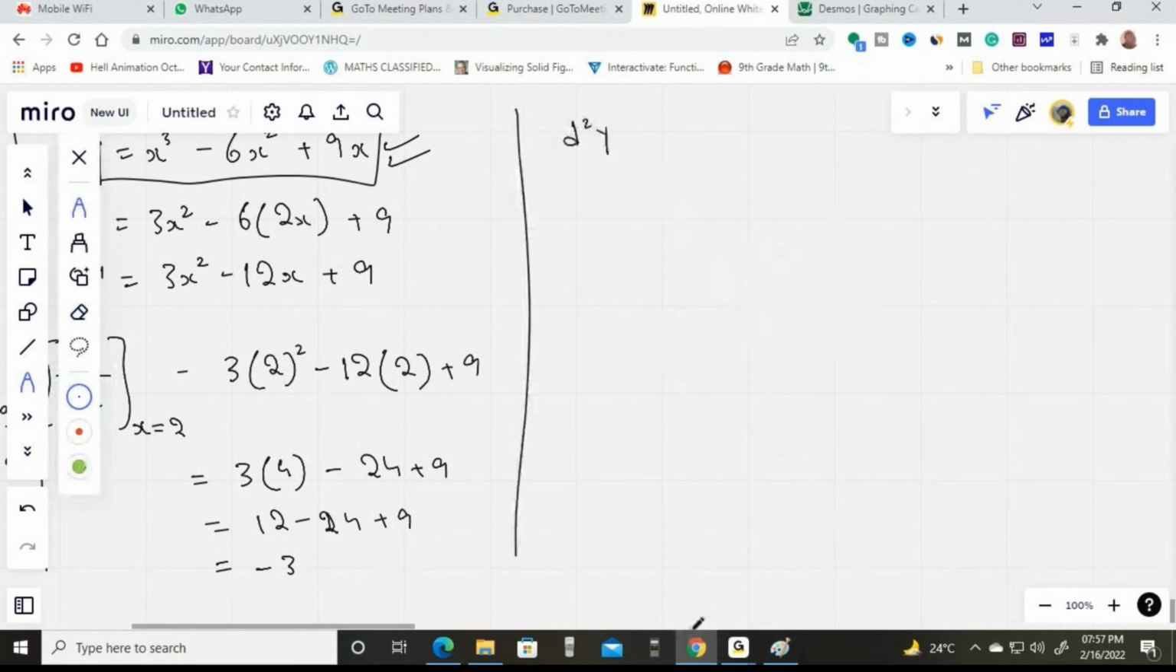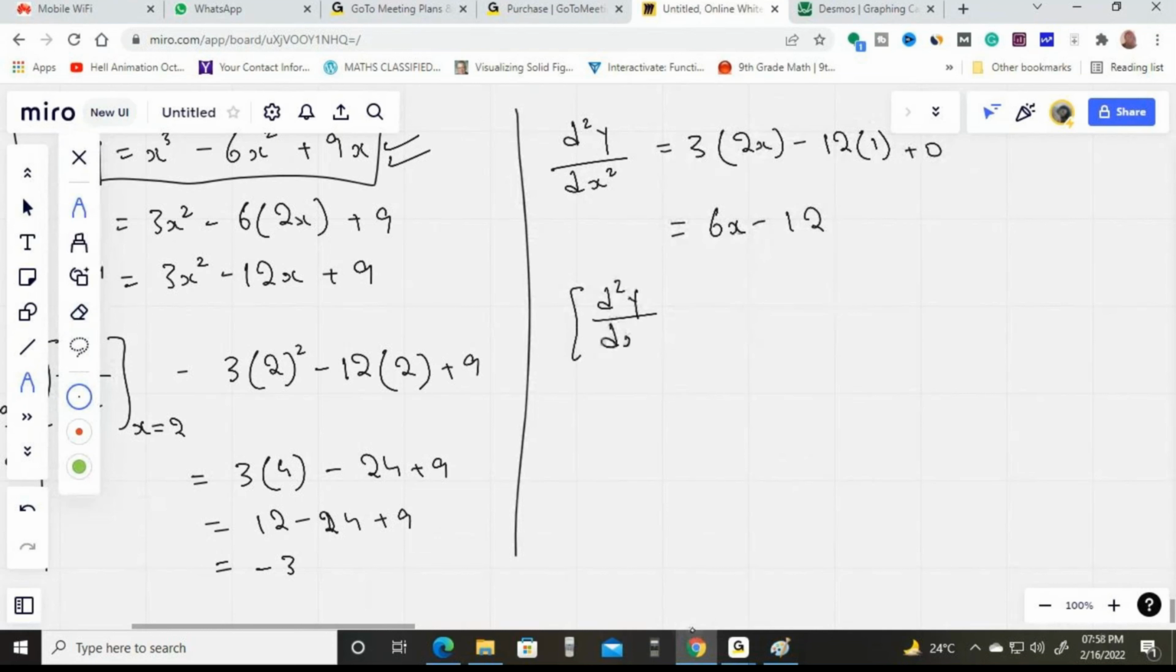So the second derivative is 6x minus 12. Now, one by one, we are going to substitute these turning point x coordinates and see what answer, either positive or negative, they are giving us. So for 3, 0, I'm getting a positive value, that is 6. So this is the minimum.